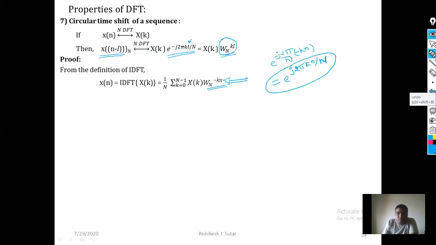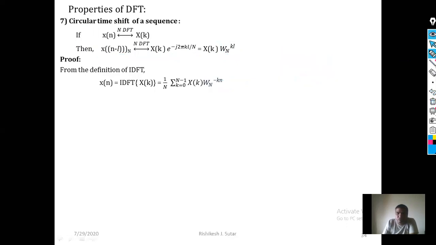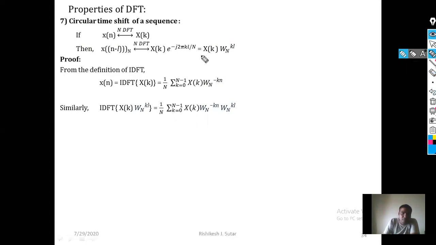So let us go further now. IDFT of this X of k, what I want is this. I have to find out the IDFT of this. What I know as per the definition is the IDFT of X of k, and I want the IDFT of X of k times W_N^{kl}. So each of these X of k, I'll write this X of k, W_N^{kl}. Now you can club these two terms.